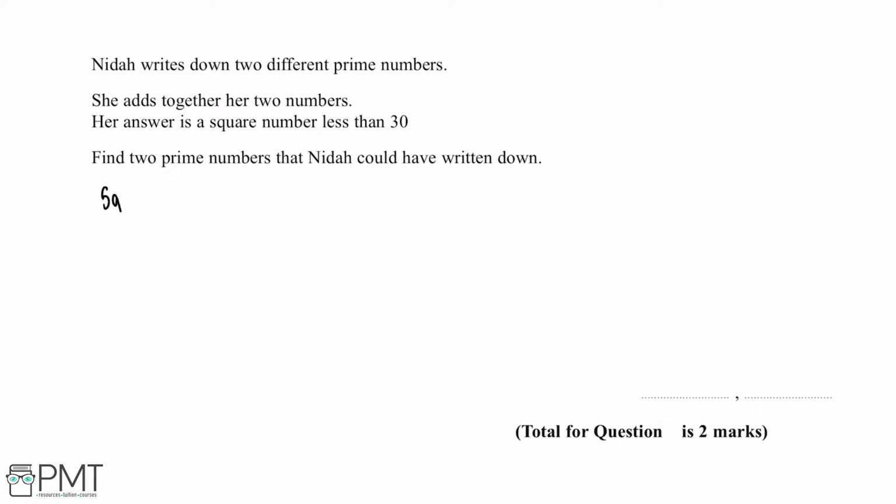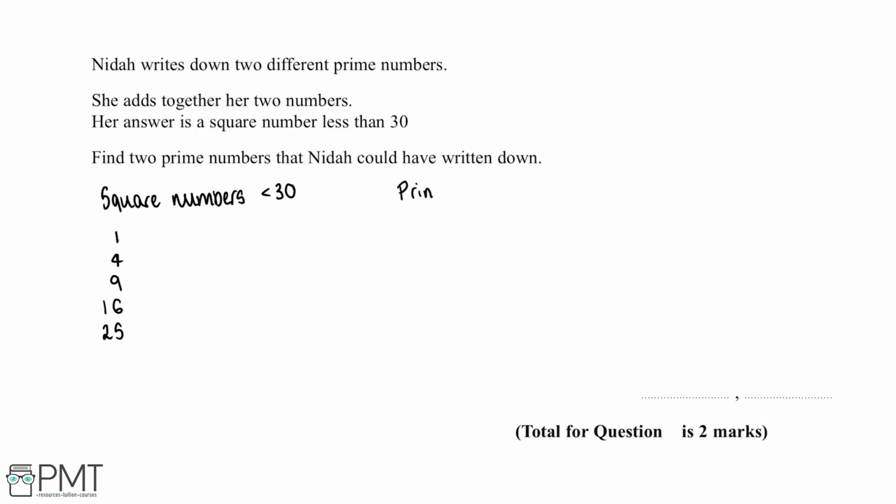So the first thing we can do is start off by writing down all of the square numbers that are less than 30. So 1 multiplied by 1 gives us 1. 2 multiplied by 2 gives us 4. 3 multiplied by 3 gives us 9. 4 multiplied by 4 gives us 16. And 5 multiplied by 5 gives us 25. 6 multiplied by 6 is not less than 30, so we can't use this for our answer.